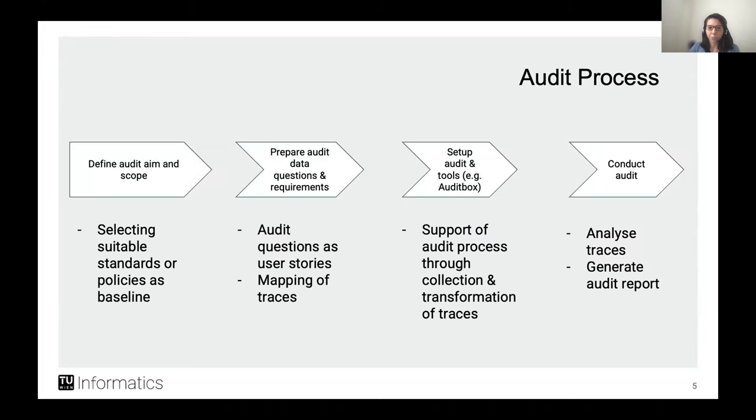To further exemplify this, I want to show you just this really basic process of an audit. It's really simplified for now, but basically there are four steps. At first there is, of course, the definition of an audit aim and scope. So here, of course, suitable standards or policies should be used as a guideline. Then in the second step, the audit data sources and also the questions and requirements need to be defined. So for example, the audit questions could be mapped to users to somehow formulate these. And also the mapping of traces of the systems needs or could optionally be done to make them machine readable and to automate that process to a certain extent.